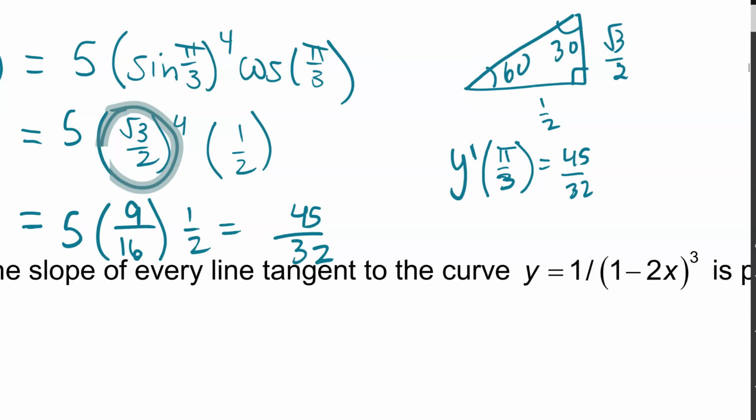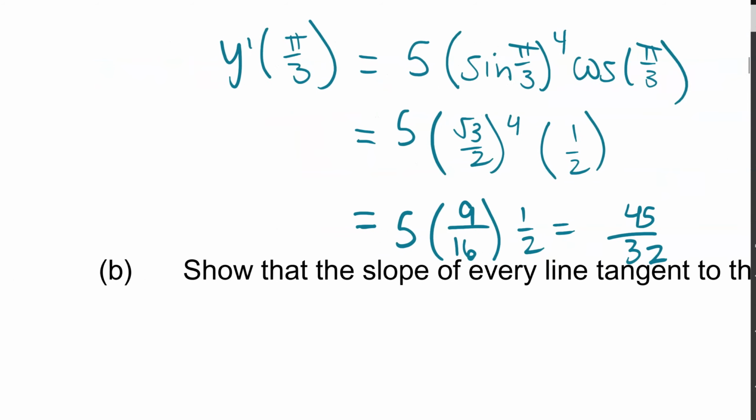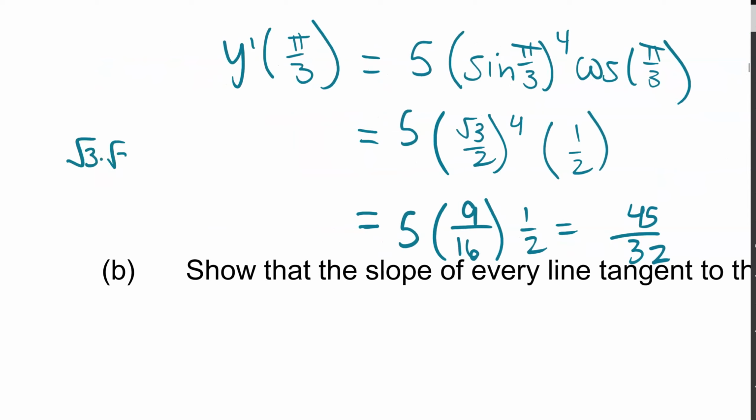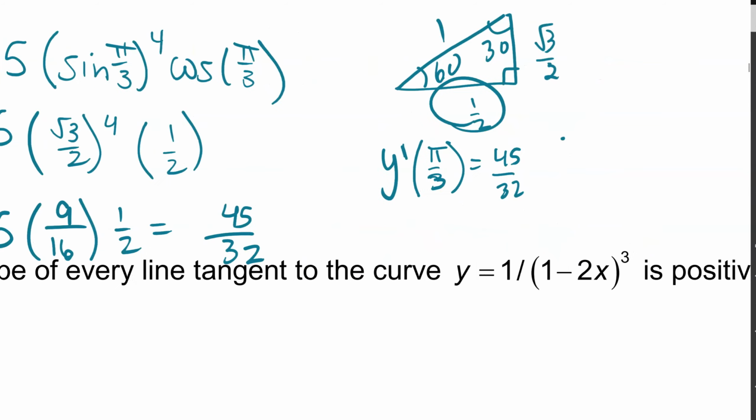I know cosine of 60 degrees, cosine pi over 3, is 1/2. It's adjacent over hypotenuse. Hypotenuse is 1. So that's 1/2. Coolio. And then if I take root 3 times itself 4 times, root 3 times root 3 is 3. 3 times 3 is just going to be 9. And 2 times 2 times 2 times 2, 2 to the 4th, is just 16. So that's how I got the 9/16. So 5 times 9 is 45. 2 times 16 is 32. So 45 over 32 is going to be our slope, and this is my final answer.